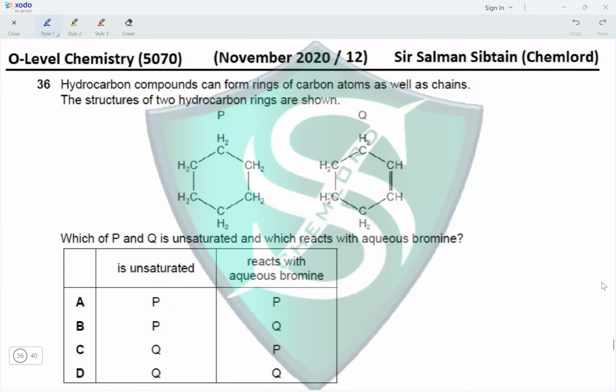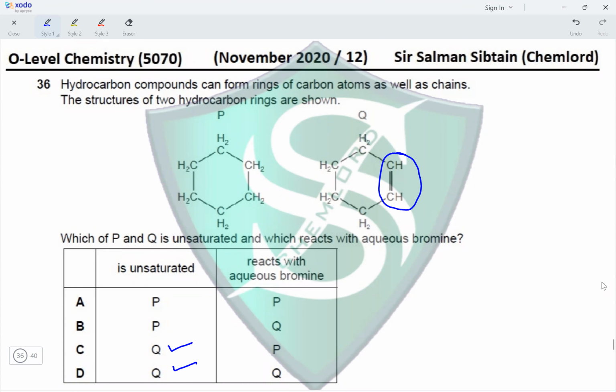Question 36. Hydrocarbon compounds can form rings of carbon atoms as well as chains. The structure of two hydrocarbon rings are shown, P and Q. Which of P and Q is unsaturated and which reacts with aqueous bromine? Unsaturation means presence of double or triple bond. Q has a double bond present. So Q is the one that is unsaturated.